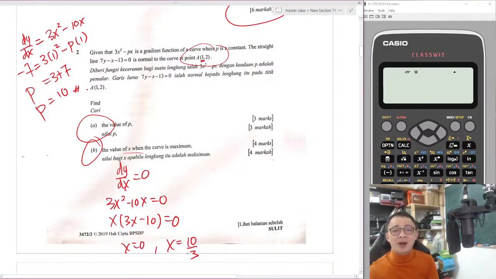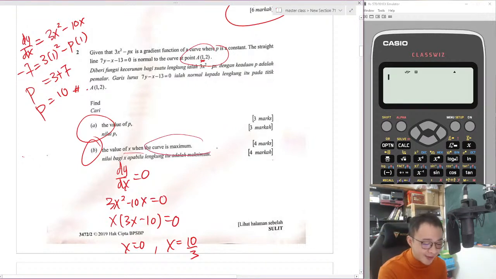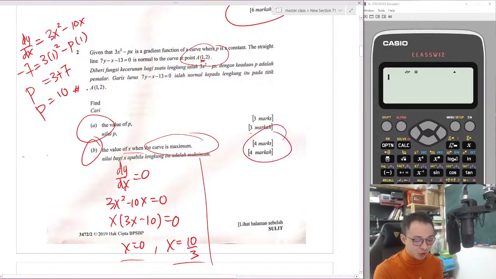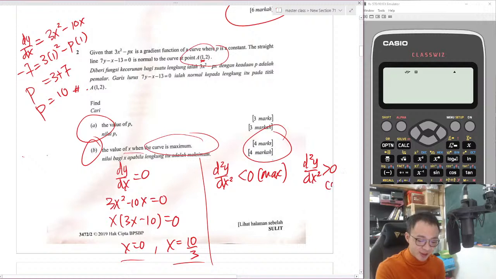Now, you have a problem because the question says when the curve is maximum. You have 2 points, and normally one will be maximum and another one will be minimum. We do not know, so how do we know which one will give you the maximum? And somemore it is 4 marks, so you shouldn't stop here. In order to know if it is maximum or minimum, I need to do the second derivative, which is differentiating a second time. If I get a value less than 0, then it is maximum. If I get a value more than 0, I know it is minimum.